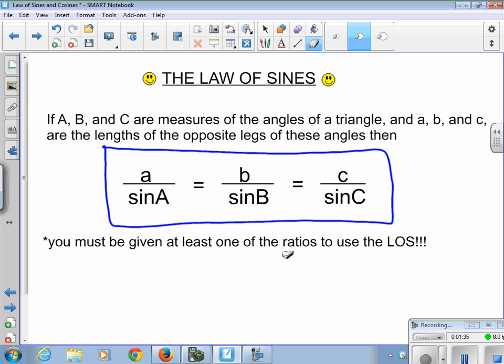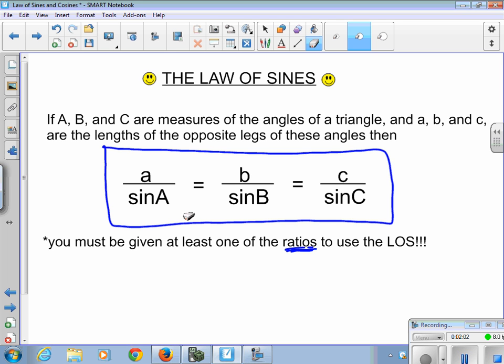Now, they're not going to tell you on your test whether you have to solve a triangle using the law of sines or the law of cosines. So one of the ways that you're going to know that you need to use the law of sines is that you'll be given at least one of the full ratios, which basically just means a pair. I call pairs an angle and a leg that go together. So if you're given a pair, you can use the law of sines. And the law of sines is easier. We're going to hope it's the law of sines.